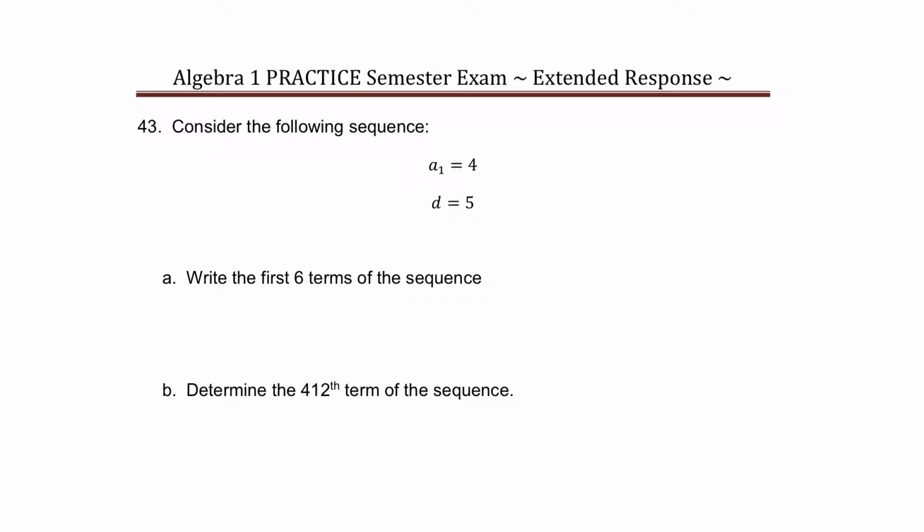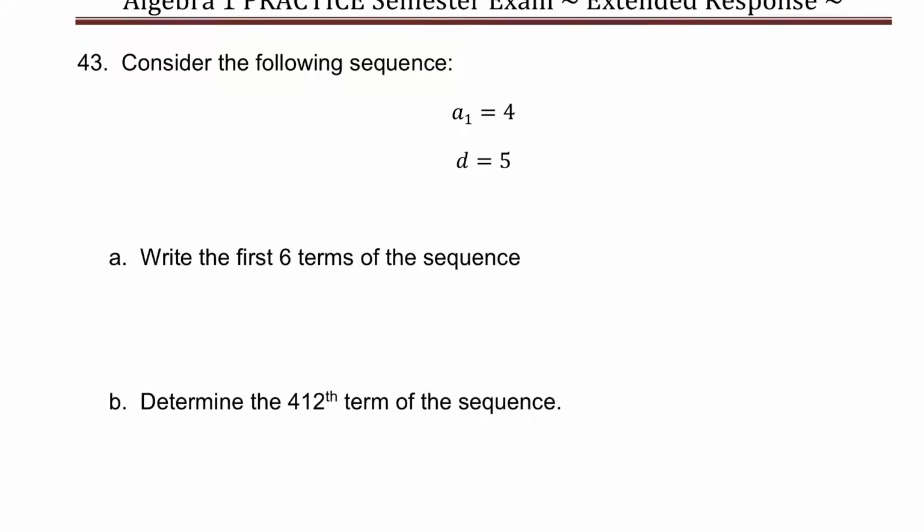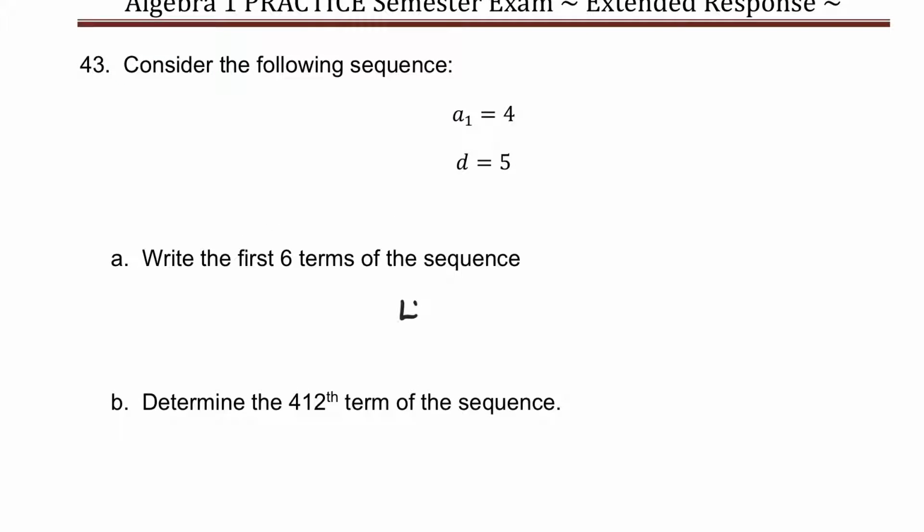All right, consider the following sequence. The first term is 4, and the common difference is 5. So write the first 6 terms of the sequence. Well, that's pretty easy. The first term is obviously 4. The next term would be 5 more than that, so 9, and then we're just going to keep adding 5 every time. So 14, 19, 24, 29. That's the first 6 terms of the sequence.